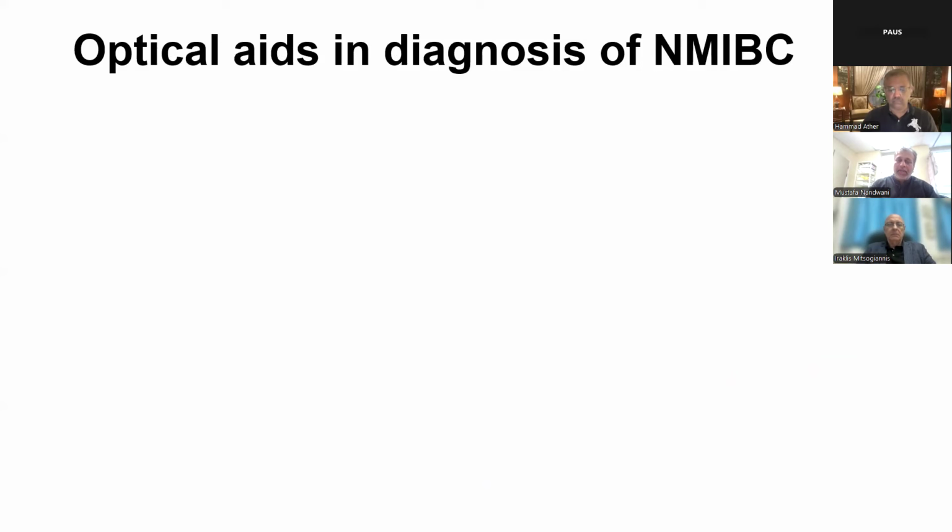Then there are optical aids in the diagnosis of non-muscle invasive bladder cancer. The reason was that there was a thought that white light cystoscopy is missing tumors. That's why the recurrences are higher. Is there anything we can do to increase the yield? There are various types of optical aids, but there are two particularly which I will talk about. They have been used in clinical practice more often.